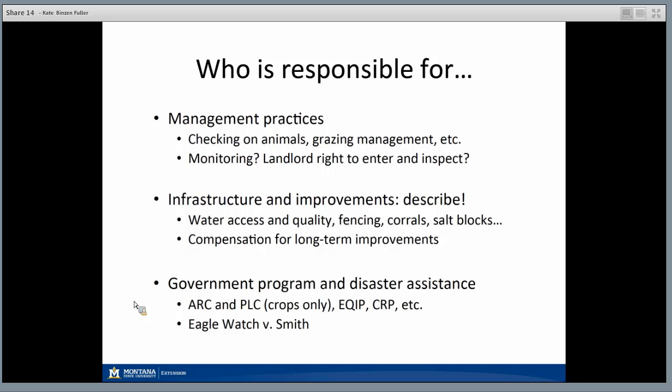EQIP and CRP are important as well. There was this case, I think it was a while back, Eagle Watch versus Smith, in which the tenant and the landlord decided to enter into CRP. The landlord thought that the CRP payment would be in addition to the lease payment, and the tenant thought that the CRP payment would be instead of the lease payment. And that was in court for a long time. So laying that out from the get-go is a very good idea.